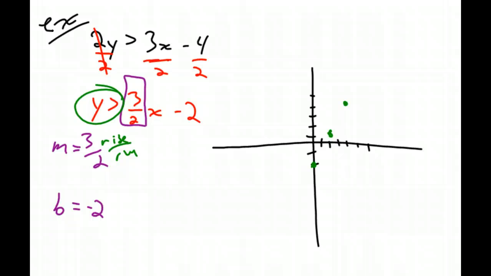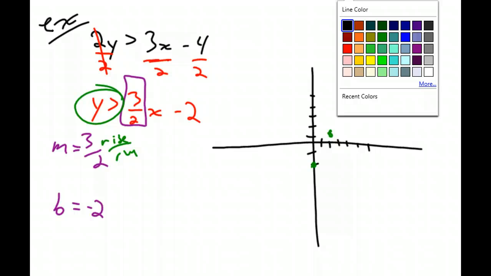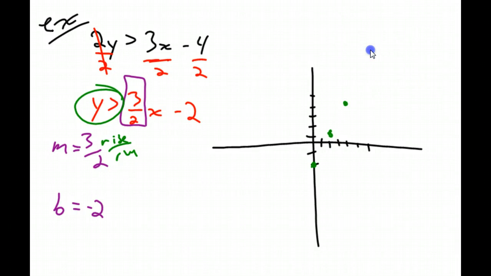So since I have just y is greater than, when I draw my line, let's see if I can get this right, this is going to be a dashed line, in both directions to infinity. It is dashed because I cannot pick this.